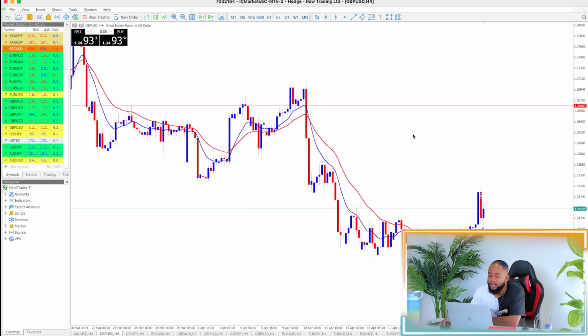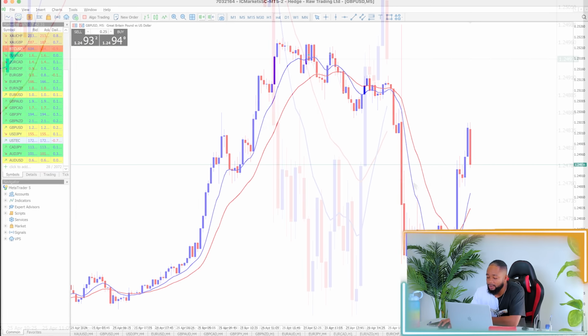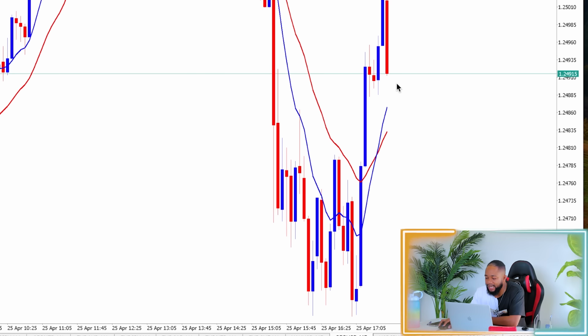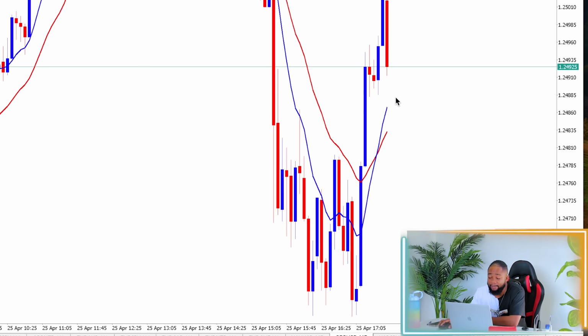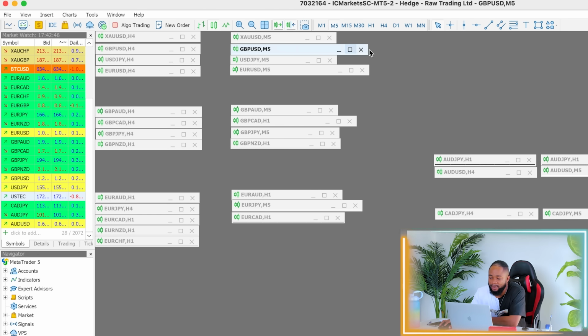Great Britain pound USD, we can see the market is buying on the higher time frame. On the lower time frame, we just want to confirm if the market is also buying. All right, the market is also buying on the lower time frame. So we're just waiting. If this market can push a little bit somewhere here and produce a sell signal and then a buy signal, then we're going to be getting in somewhere here. So let's just wait and see. I'm going to keep this one here, because we're waiting to see what happens.